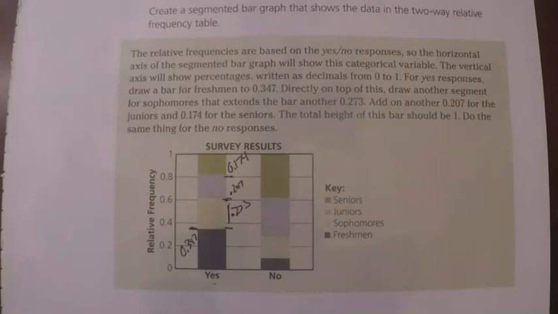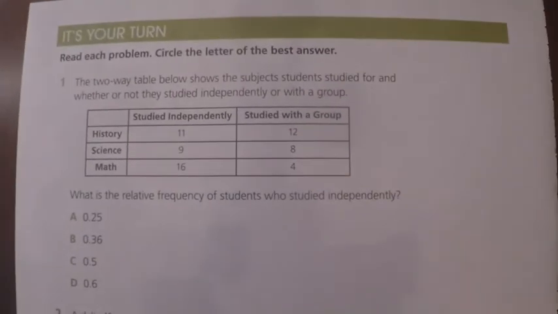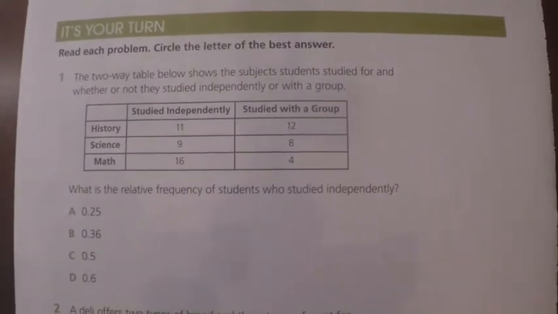All right, so now we're going to take a look at the practice questions, starting with practice question number 1. Practice question number 1 says, the two-way table below shows the subjects students studied for and whether or not they studied independently or with a group. So here we want to know the relative frequency of students who studied independently.